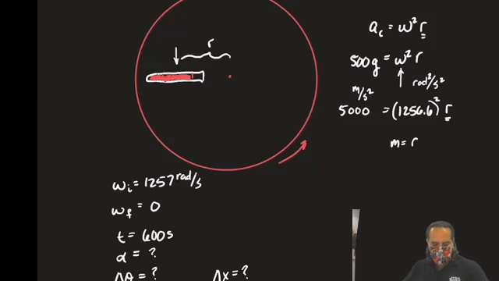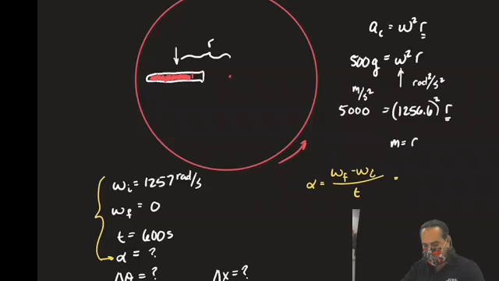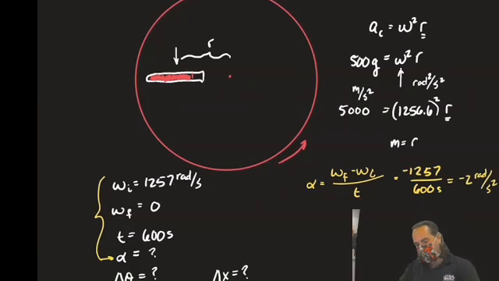Based on what they've given us, I see a pretty straightforward path to getting all of this. To get the angular acceleration, I'm going to use an equation that has these 4 things in it. And that's going to be alpha equals omega final minus omega initial divided by t, or 1257 divided by 600 seconds. And it's negative because it goes to 0. And that's about -2 radians per second squared. It's a little more than that, but I think we can be okay with that.